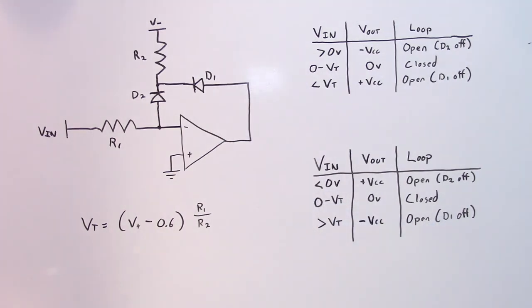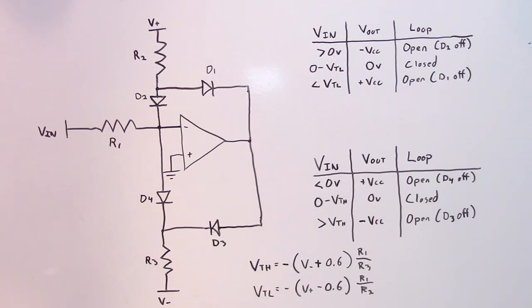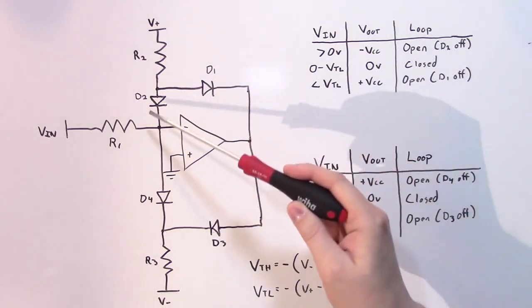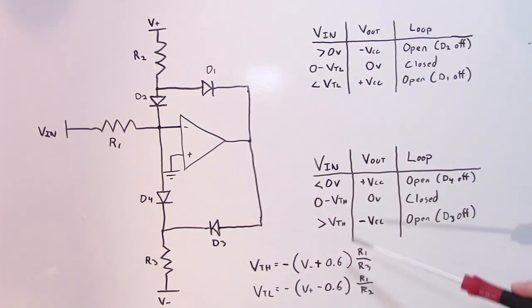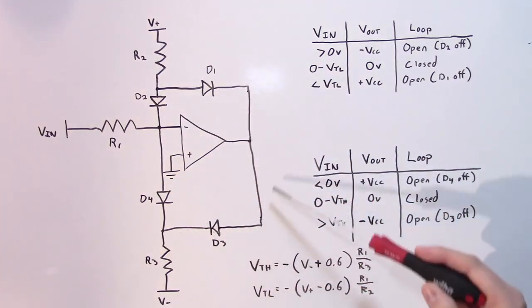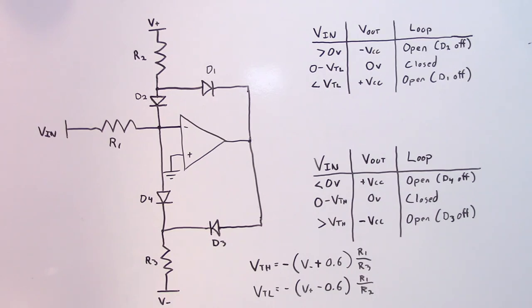Now what's interesting is that these two truth tables are mutually exclusive, so we can combine this all into one circuit built around one op-amp. So above 0 volts, D2 is off, so this feedback loop is open. However, above 0 volts, this feedback loop takes over because it is closed and it controls feedback. Likewise, below 0 volts, this feedback loop is open because D4 is reverse biased and off, and below 0 volts, this feedback loop takes over and closes the loop.